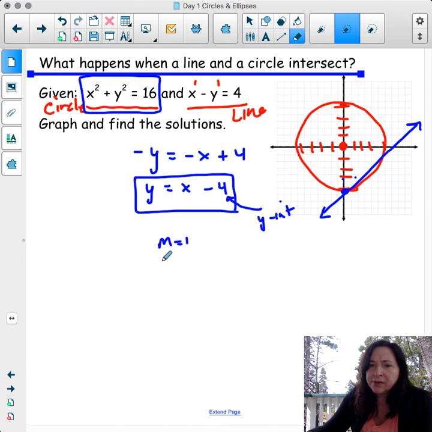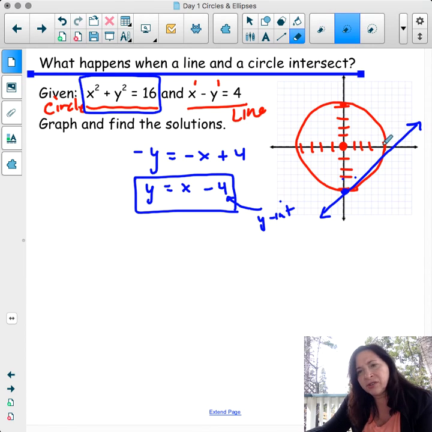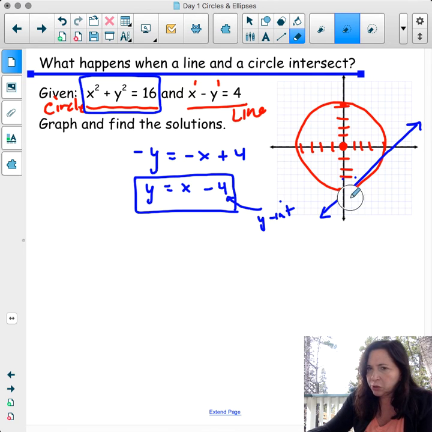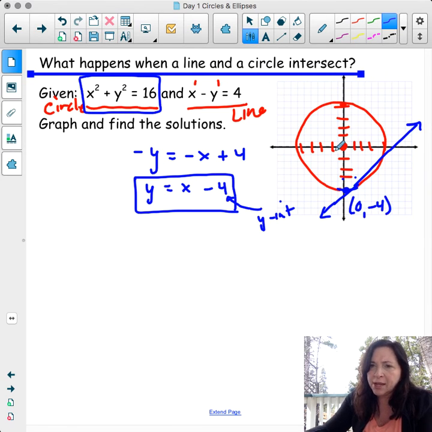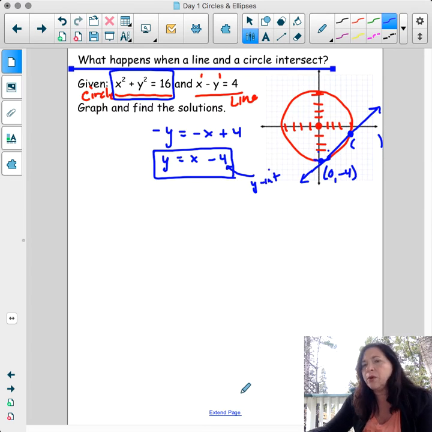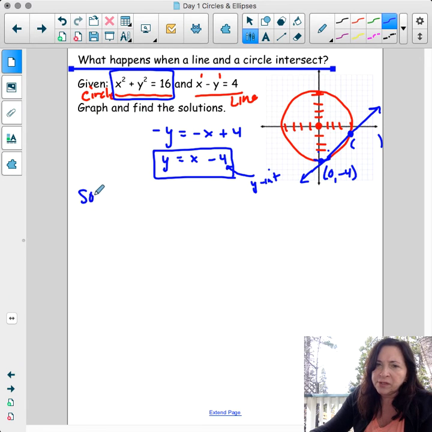What's happening here is that I want to know, what are my points of intersection? I do see this one point being 0, negative 4. It sure looks like this circle is going to intersect right here at 0, negative 4. But I do see that there is a point over here also that I don't know about. So in order to find the two intersection points that my graph is showing, I'm going to have to solve this system. Okay, so this is solving a system of equations.